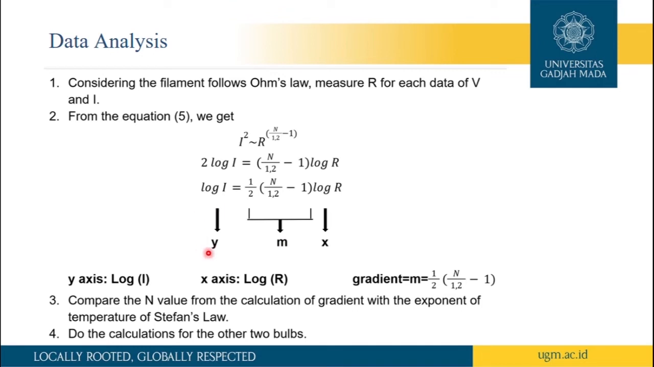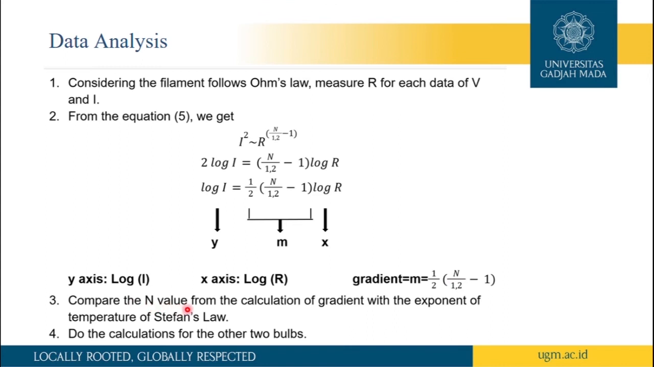So the y data are represented by the logarithm of electric current or I. The x data are represented by the logarithm of the resistance R, and the gradient of the line that we draw later is represented by this expression, a half of n minus 1. So you need to draw the line based on these equations. Remember, the y-axis are this, the x-axis are this, and when you get the gradient of the line, you can get the n value.